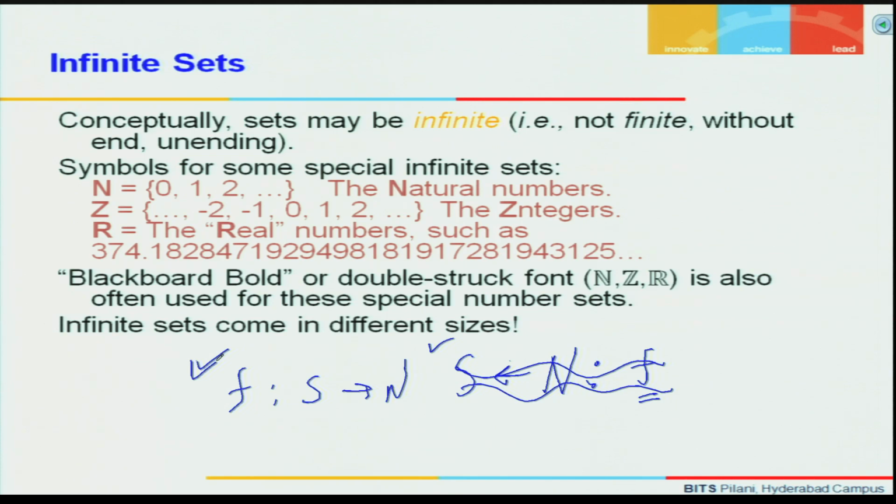Only one thing we have to do: given a set which is infinite, if I am able to cook up a function such that there is a bijection, that is one-one and onto, from itself to the set of natural numbers, I call this particular set a countable set, countably infinite set. Otherwise I say it is an uncountably infinite set.